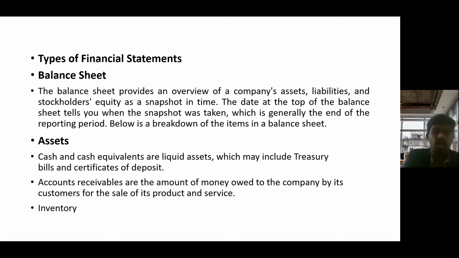Next is accounts receivable. Accounts receivable are the amount of money owed to the company by its customers for the sale of its products and services. They are also called sundry debtors or debtors. So what do you mean by sundry debtors or accounts receivable? These are the amounts which we need to receive as a company. So what will happen here?